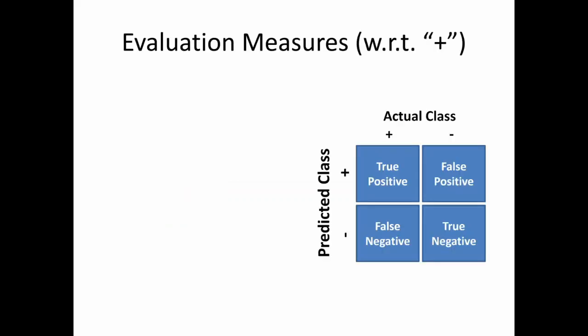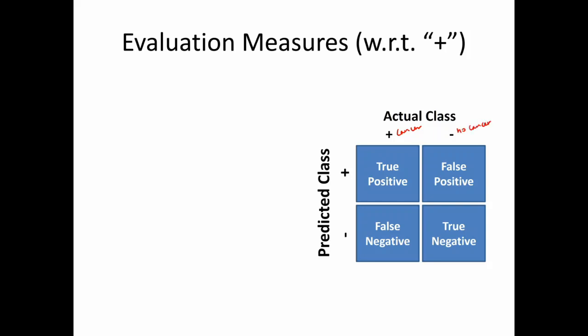Unlike the accuracy and the error rate, these evaluation measures are measured with respect to a class. And when you don't specify the class, it's assumed that you're evaluating with respect to the positive class. And the positive class is a class of interest. In the cancer example, the cancer case would be the positive class, whereas the negative class would be no cancer.